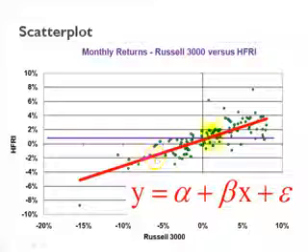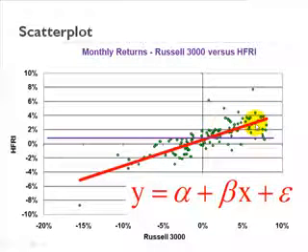So that's the linear regression. It's a best fit line. How did that line get generated? Well, typically by ordinary least squares methods.